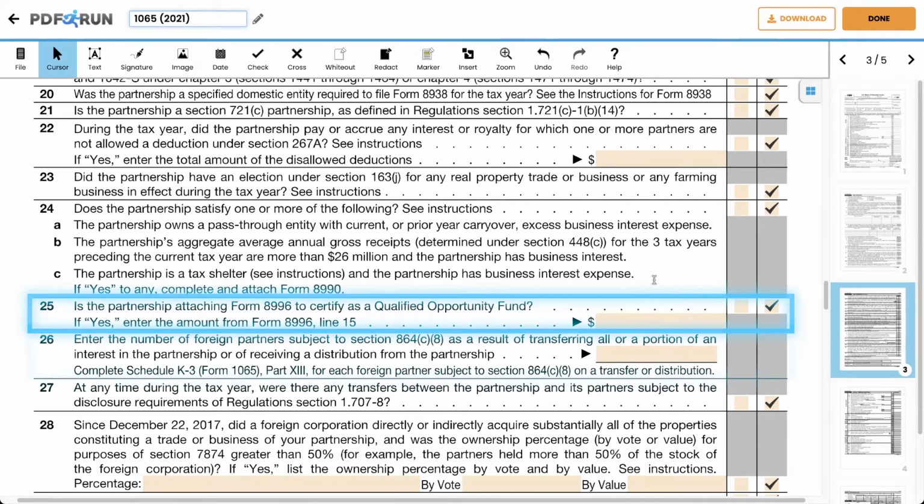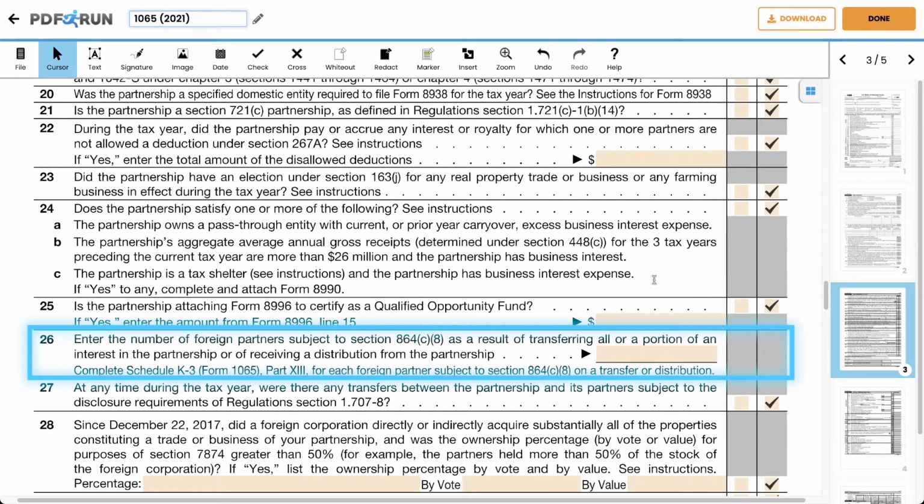Otherwise, check no. Line 26. Enter the number of foreign partners subject to Section 864(c)(8) as a result of transferring all or a portion of an interest in the partnership or of receiving a distribution from the partnership. Make sure to complete Schedule K-3 for each foreign partner subject to Section 864(c)(8) on a transfer or distribution. Line 27. If there were any transfers between the partnership and its partners subject to the disclosure requirements of Regulation Section 1.707-8, check yes. Otherwise, check no.